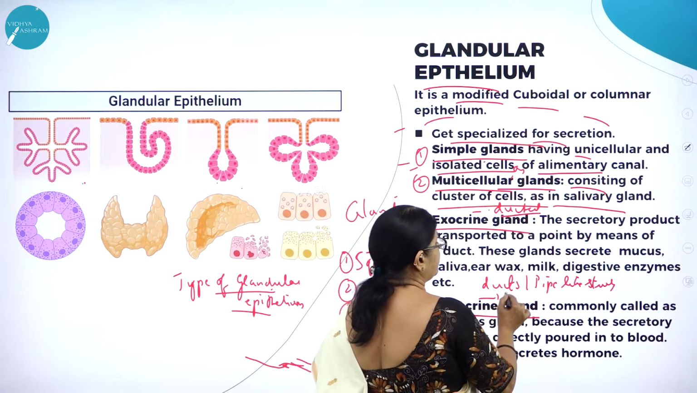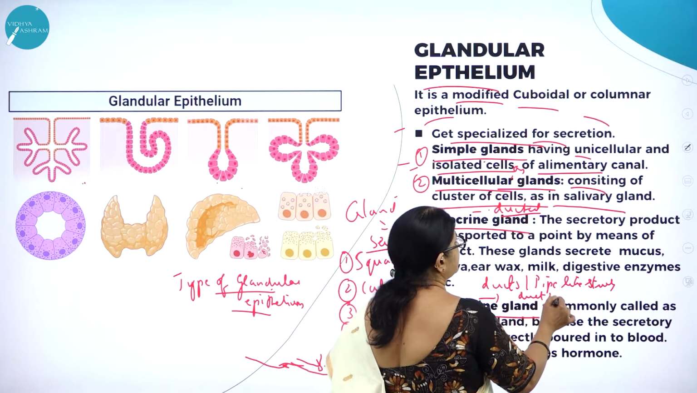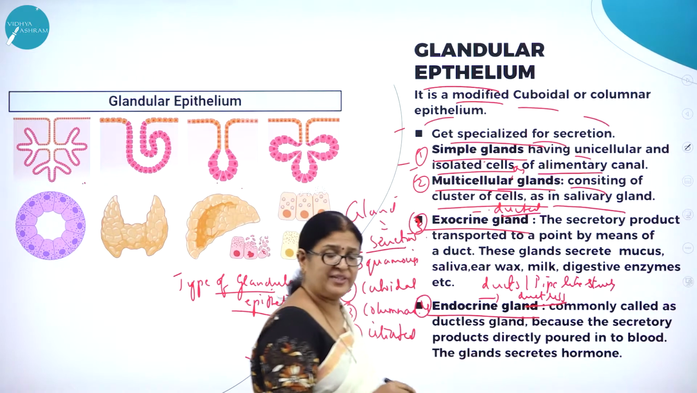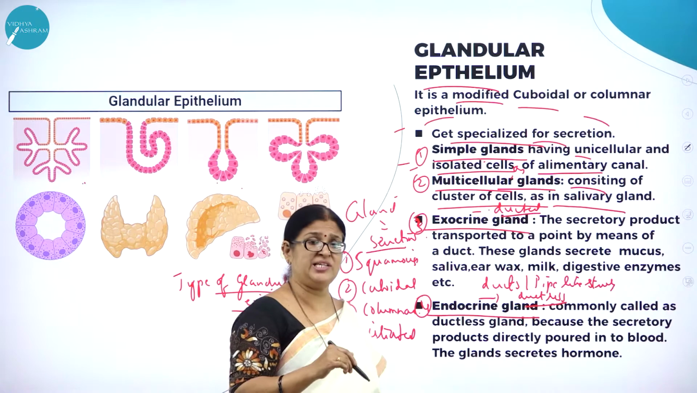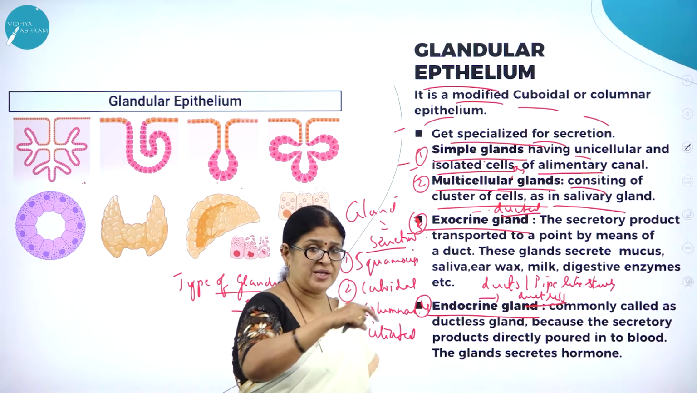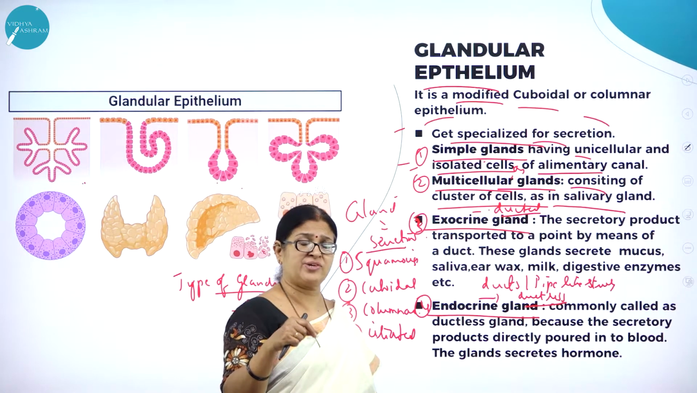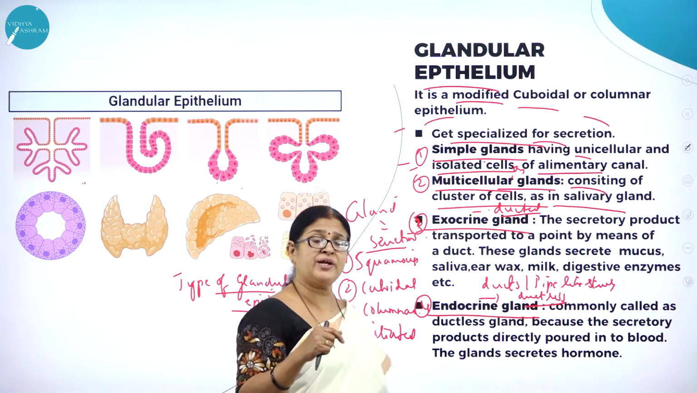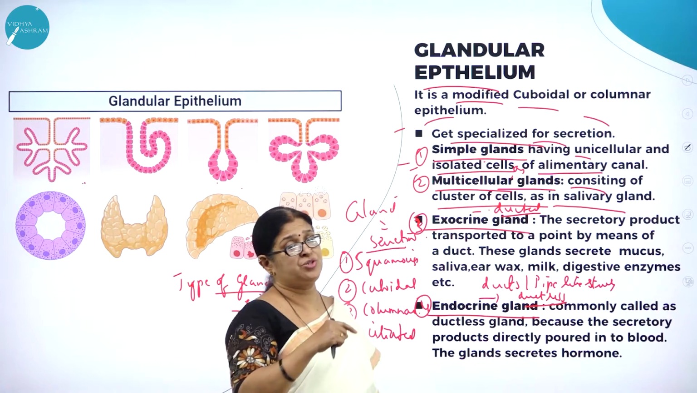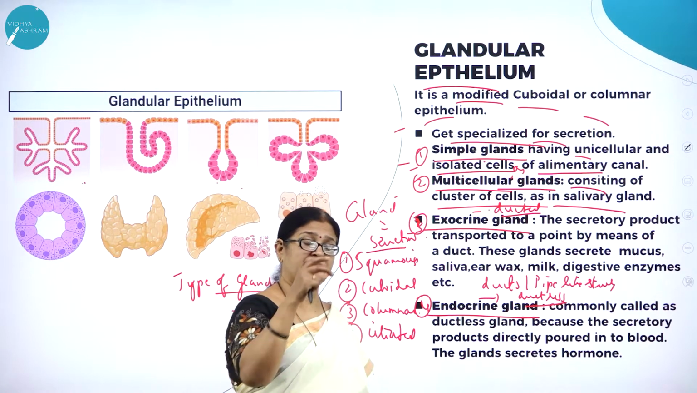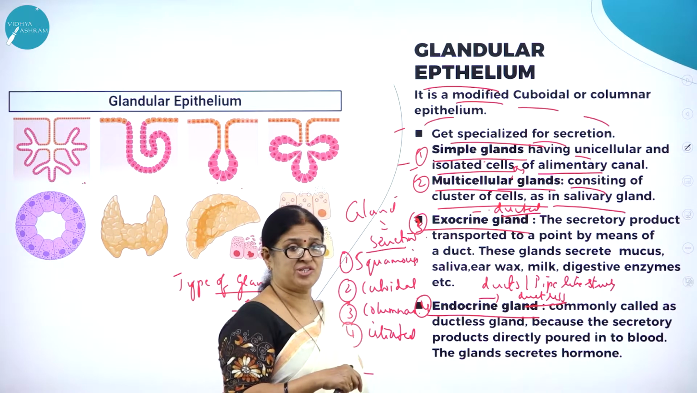And endocrine glands are called ductless glands. They don't have ducts. The secretions of exocrine glands are called secretions, and those secretions pass through ducts or pipe-like structures. Whereas the endocrine secretions are called hormones, which do not pass through ducts, but are directly poured into the bloodstream.